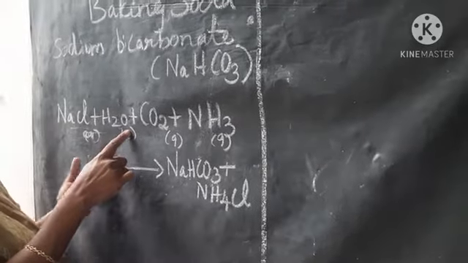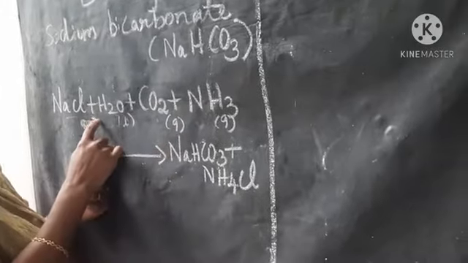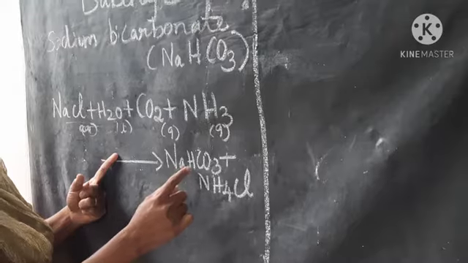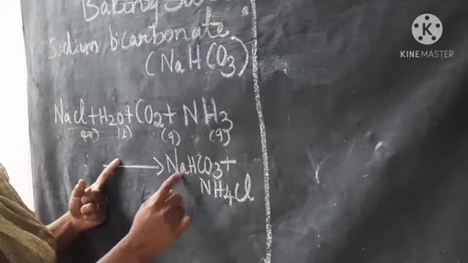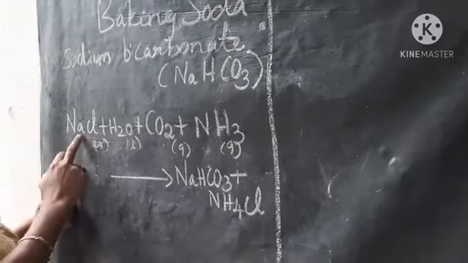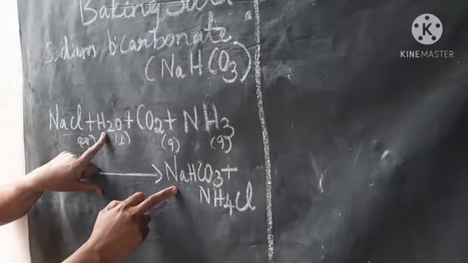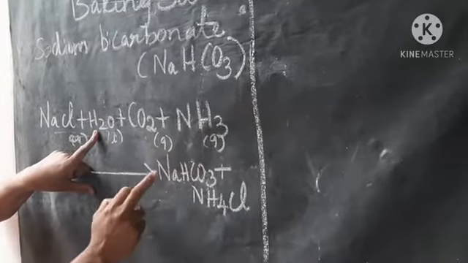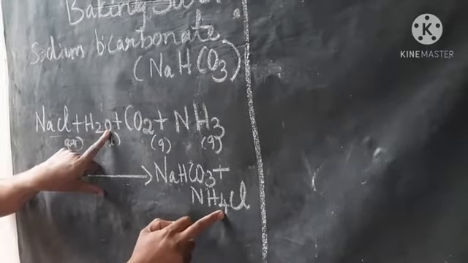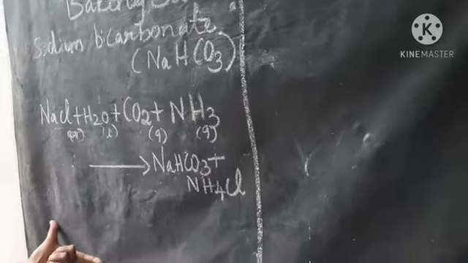Sodium chloride in water solution, carbon dioxide and ammonia gases are passed into that. It gives 2 products: one is sodium hydrogen carbonate, that is baking soda, and ammonium chloride. Let us see whether it is balanced or not. Na 1, hydrogen, here 2 plus 3, 5, and here 1 plus 4, 5, oxygen 3, and carbon 1. It is a balanced equation.